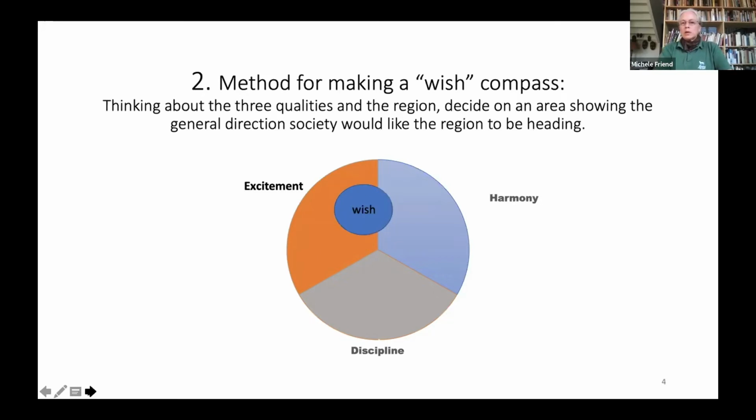When we're making a regional compass, so we had the region of Hauts-de-France, we construct what we call a wish compass. And we look at the texts of the politicians and of the people in Hauts-de-France and of the newspapers and so on. And we ask the question, it's a philosophical armchair question. We sit in our little chairs and we ask the question, where does the region of Hauts-de-France want to go? Where would it like to situate itself?